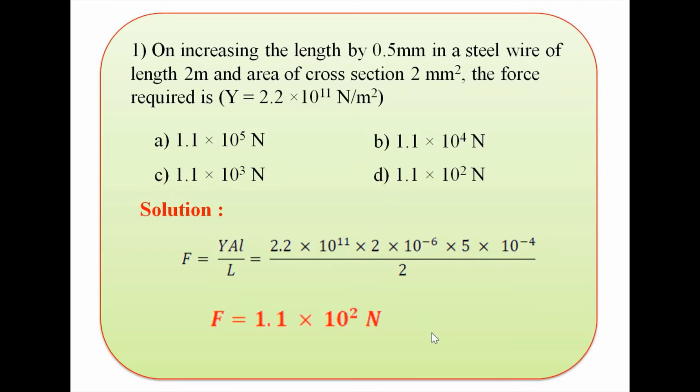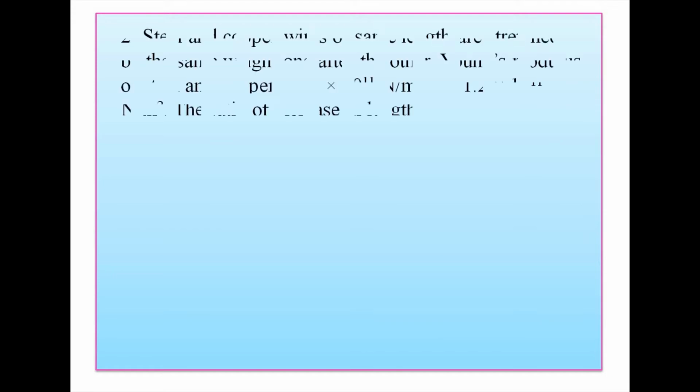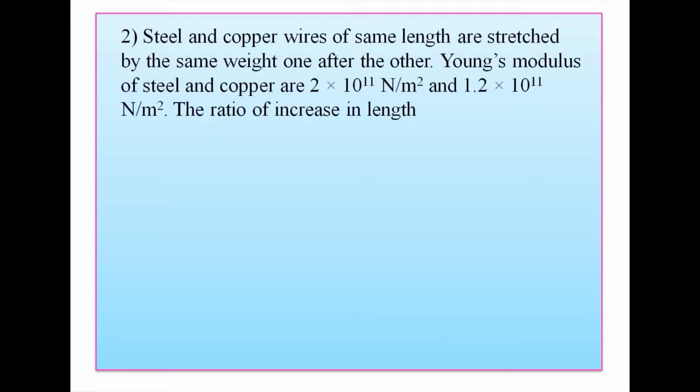Let's see second objective. Steel and copper wires of same length are stretched by the same weight one after the other. Young's modulus of steel and copper are 2 into 10 raised to 11 Newton per meter square and 1.2 into 10 raised to 11 Newton per meter square. We have to find out here the ratio of increase in length.